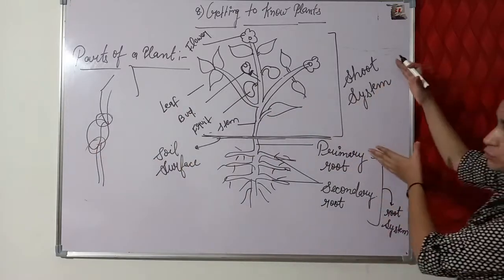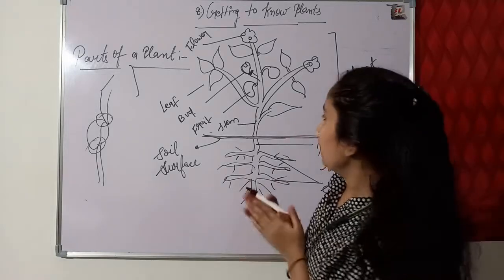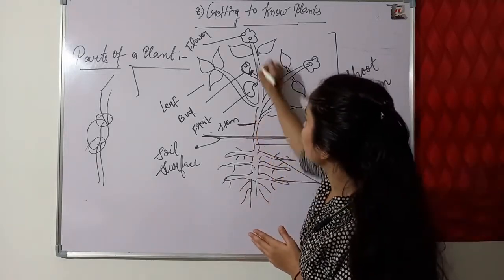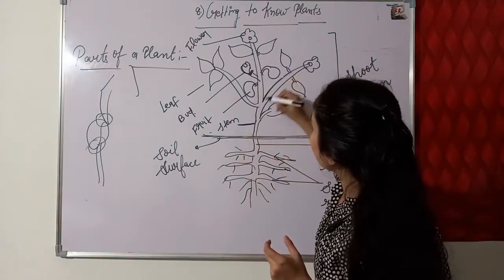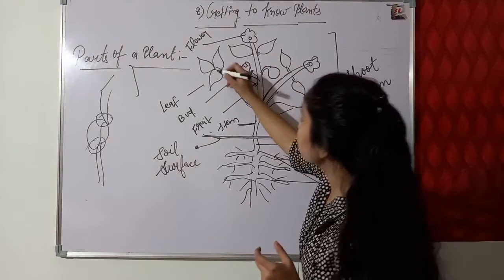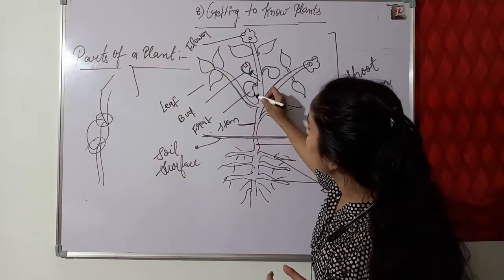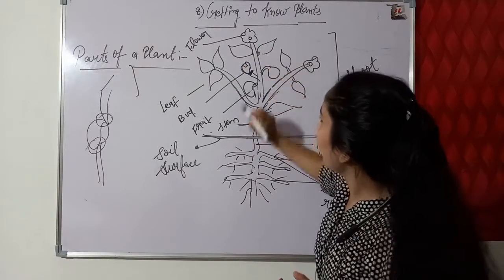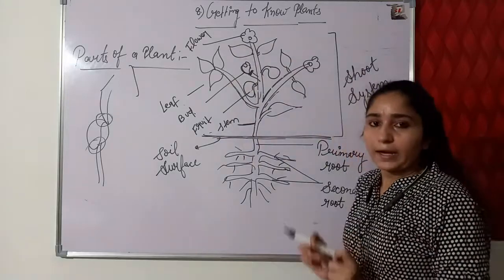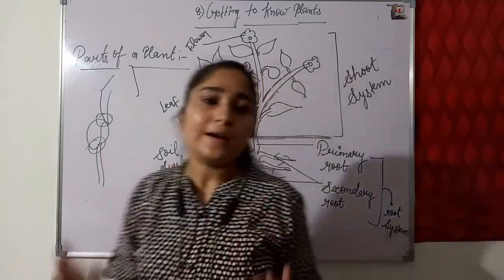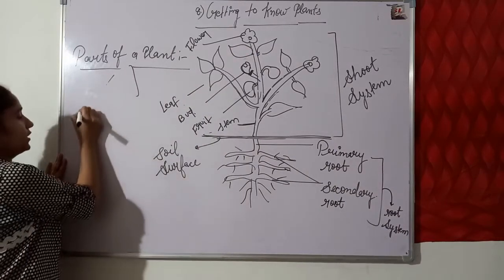And from the shoot system there are parts of the plant. First is this, the stem, the main stem, and from the main stem branches arise. This is the fruit that is attached to a branch, and this is a bud, this is a leaf, and this is a flower. So these are the parts of a plant. Next, what is a bud?